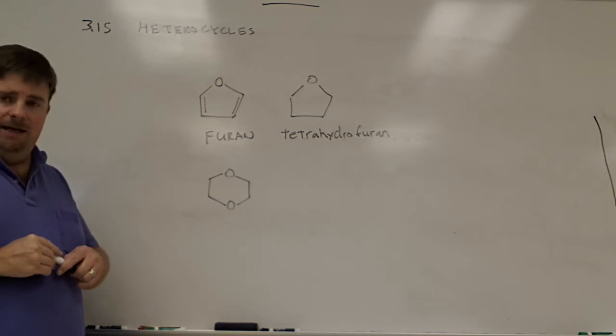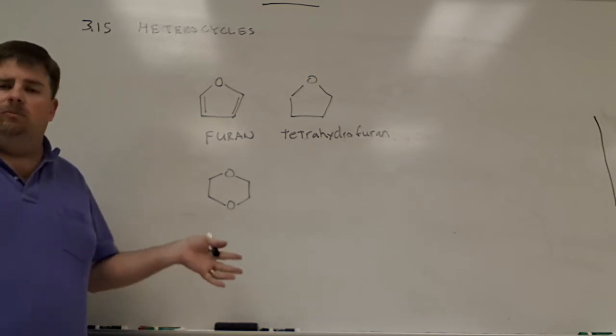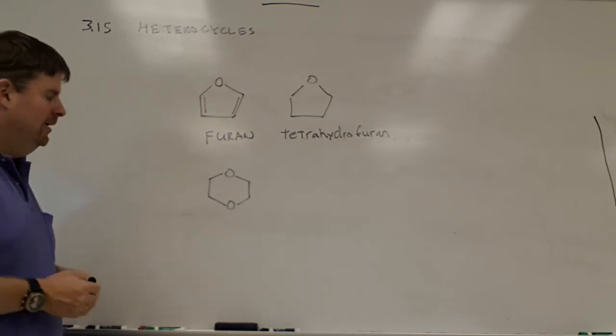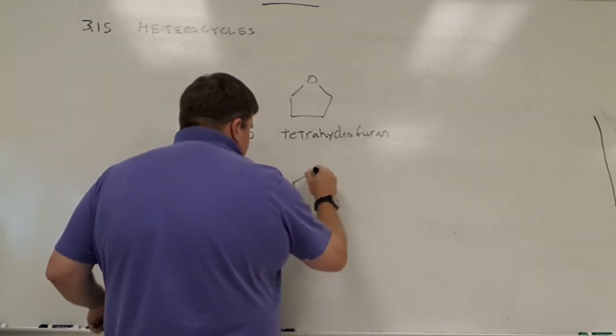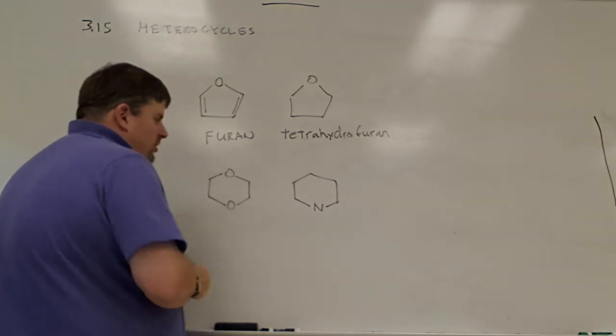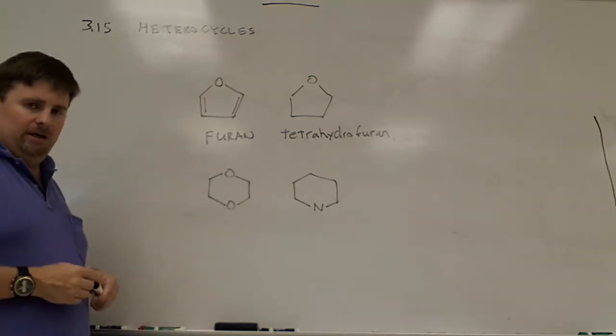This is dioxane. It's a great solvent, reasonably toxic. We don't use it very often. Okay? There's other things. Like if I have a 6-membered ring with a nitrogen in the center, that's something we call a piperidine.